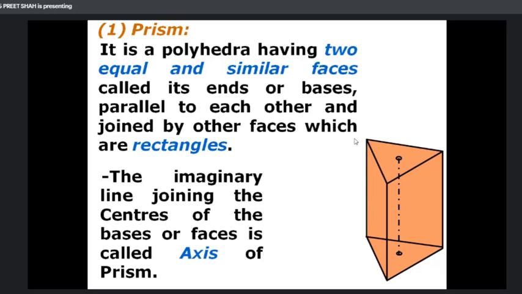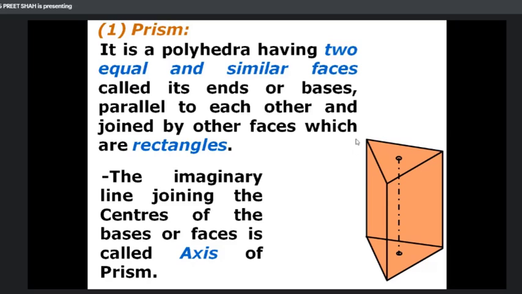Understand? Yes, sir. This one is called a triangular prism. For example, if I want to draw a square prism, what will happen? Top and bottom have a square shape, and all the edges of the base are connected to rectangular faces. So that is called a square prism.